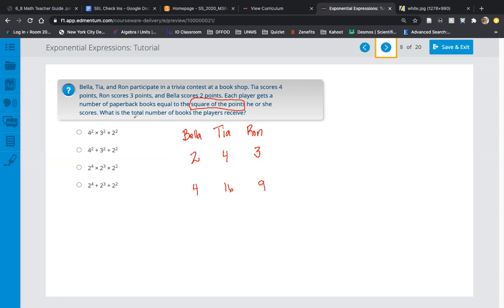So let's backtrack and say instead, 2 squared is just 2 squared. 4 squared, I'm going to write 4 squared. 3 squared, I'm going to write as 3 squared. That's it, right? And to figure out how many books that they all get together, I just need to add these all together. So this here is a mathematical expression, right? But now I'm going to say, okay, I'm looking at my answer choices, and I don't see this answer choice anywhere here. So what did we do wrong here?